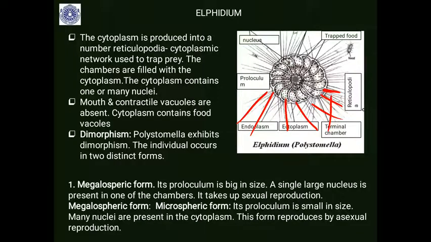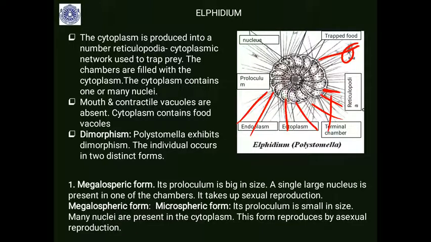The reticulopodia, the cytoplasm, is forming a pseudopodia. It is like a reticulum. That's why it is called reticulopodia. And this is used to trap the prey; you will find a bacterium is trapped here. It devours or consumes it, or it degrades and absorbs it. So the mouth and contractile vacuoles, what you see in Paramecium, are absent here.